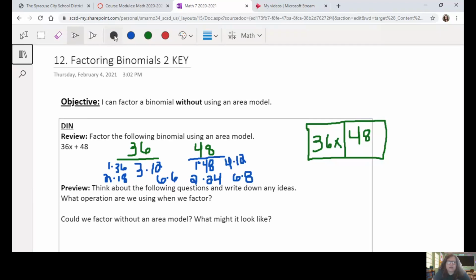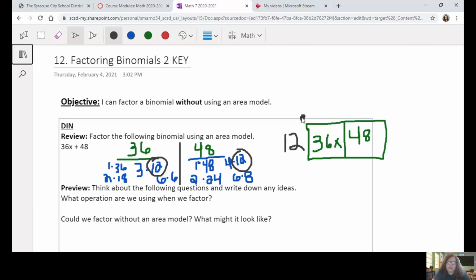And our next step is to circle our greatest common factor. What is the biggest number that these two share? It has to be on both sides. It could be 1, that's pretty small. Could be 2. It could be even 6. Or I'm seeing here we both have a 12. So I think that's our greatest common factor. And that's what we'll be using on the left side of our area model.